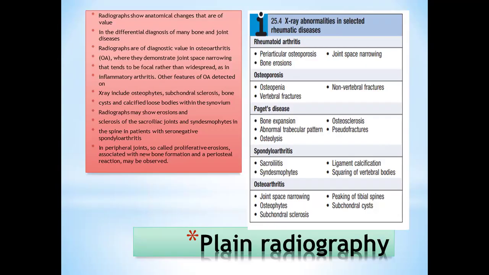Plain radiography shows anatomical changes that are of value in the differential diagnosis of many bone and joint diseases. Radiographs are of diagnostic value in osteoarthritis, where they demonstrate joint space narrowing that tends to be focal rather than widespread as in inflammatory arthritis. Other features include osteophytes, subchondral sclerosis, bone cysts, and calcified loose bodies within the synovium. Radiographs may show erosions and sclerosis of the sacroiliac joints.